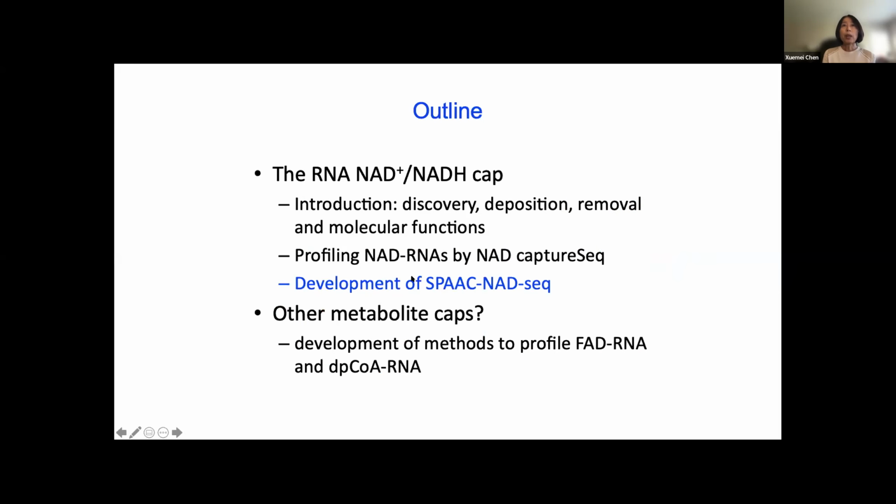So next, I would like to discuss our efforts to improve upon NAD capture-seq. And I would like to talk about a highly efficient and specific method to profile NAD RNAs, which we call SPARC NAD-seq.